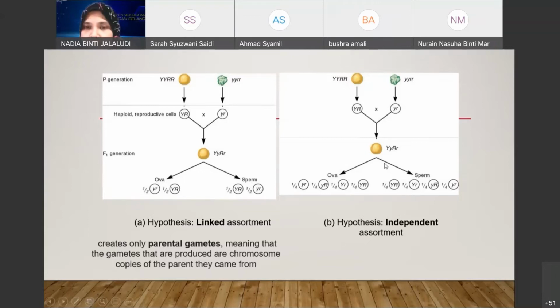But in independent assortment, dia ada gabungan from both parents. Maksudnya yang Y besar R besar ada, Y kecil R kecil ada, but it also have Y kecil R besar and Y besar R kecil. So ini hypothesis of independent assortment.